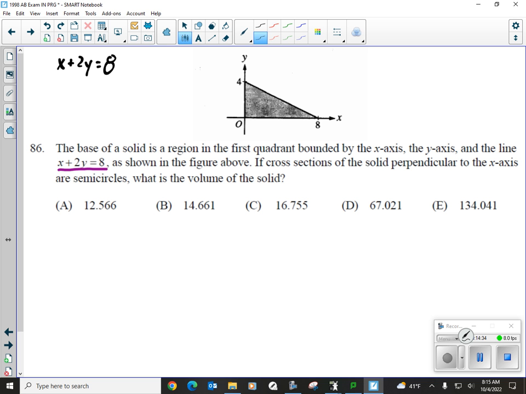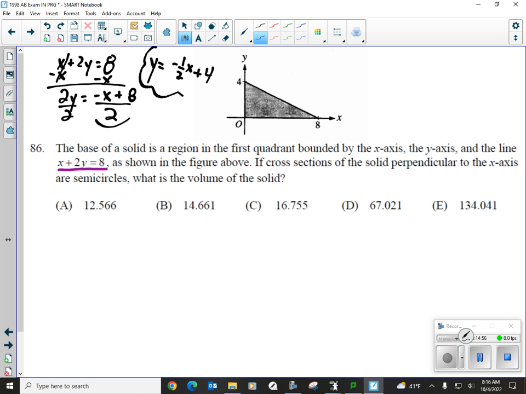Let's subtract x from both sides. I'm just making this y equal. So I get 2y equals negative x plus 8. Divide everything by 2. So the equation of that line is negative 1/2 x plus 4. I just did my division here. This is the equation of our line. That's going to come in handy.